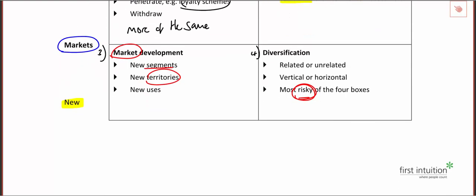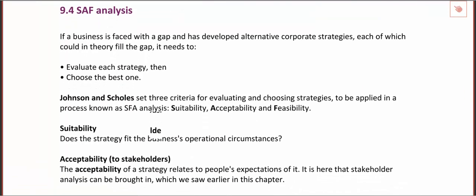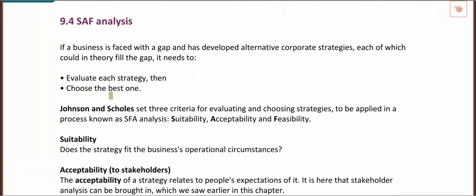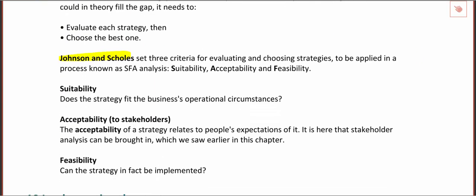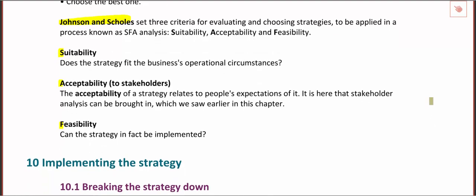The final part of section 9 then over the page is trying to think about whether these different strategic options are going to be good for us as an organization. So we're going to evaluate them. And the criteria that we need to know here for section 9.4 is the SAF analysis. So SAF analysis was put together by Johnson and Scholes, and it was essentially a way to evaluate different strategic options. So SAF stands for suitability, acceptability, and feasibility. And we'll just run through those different tests to see whether or not an option is good for us.